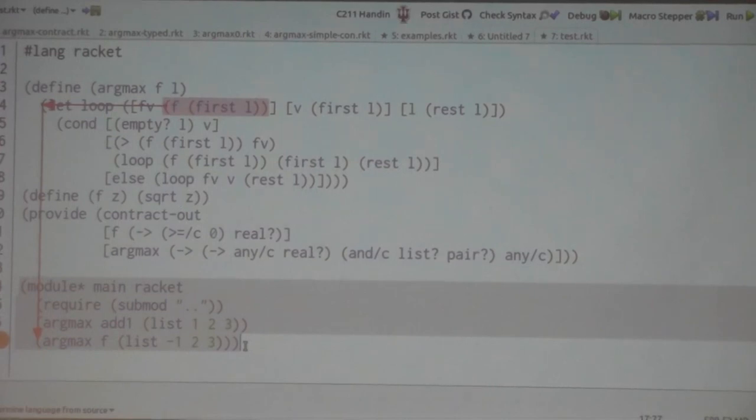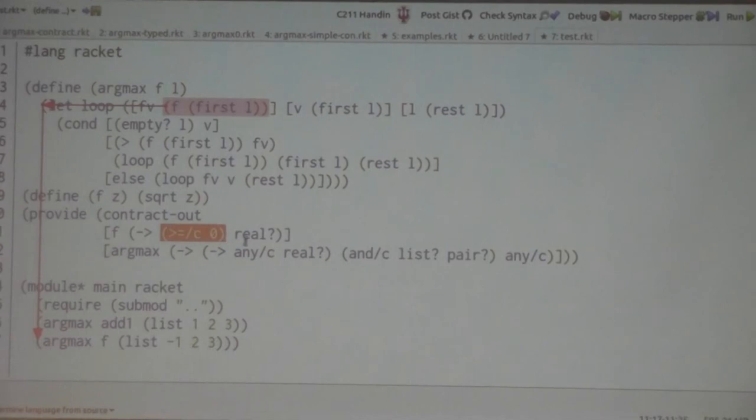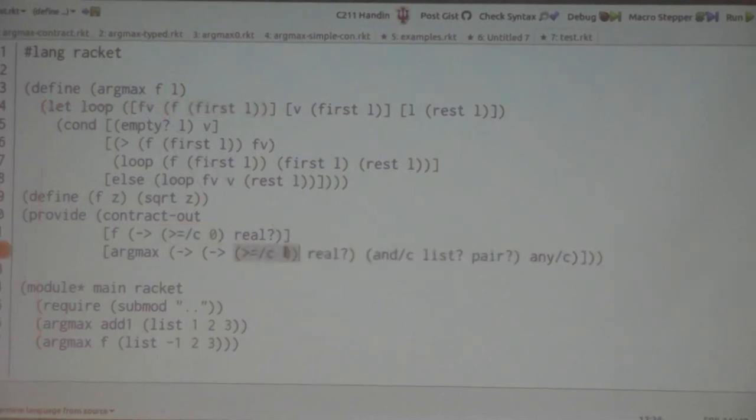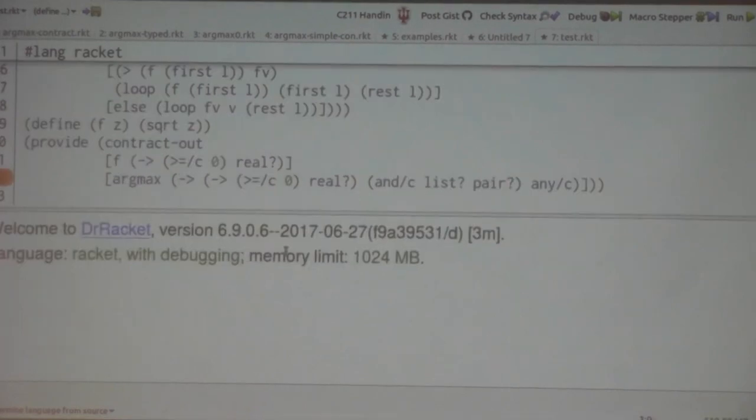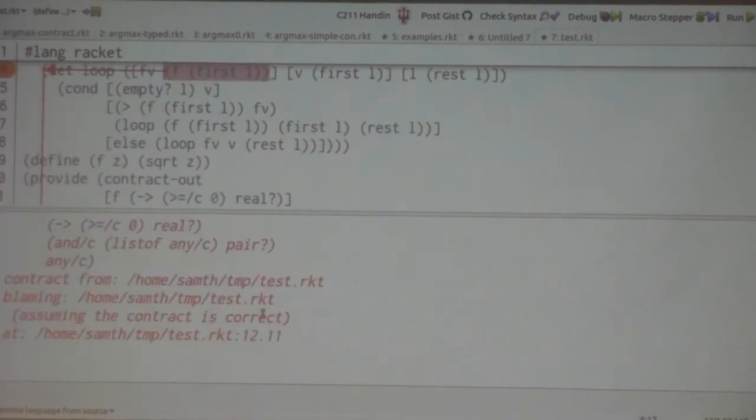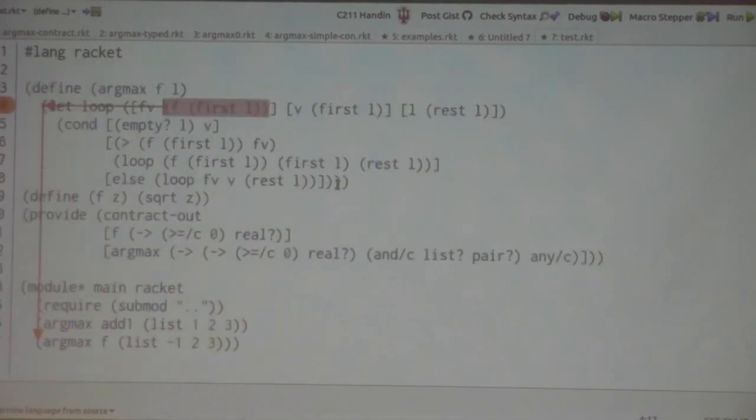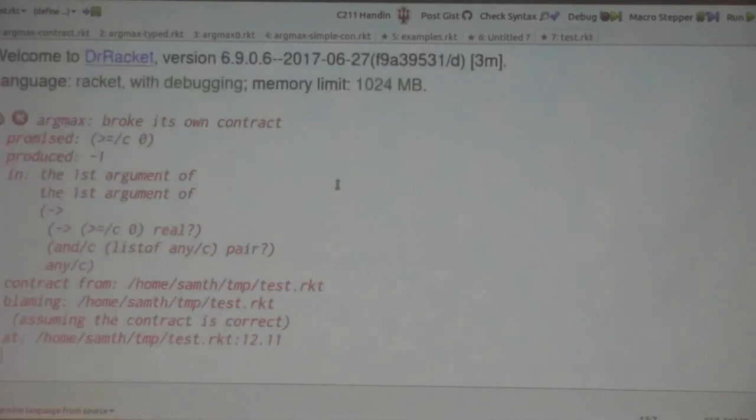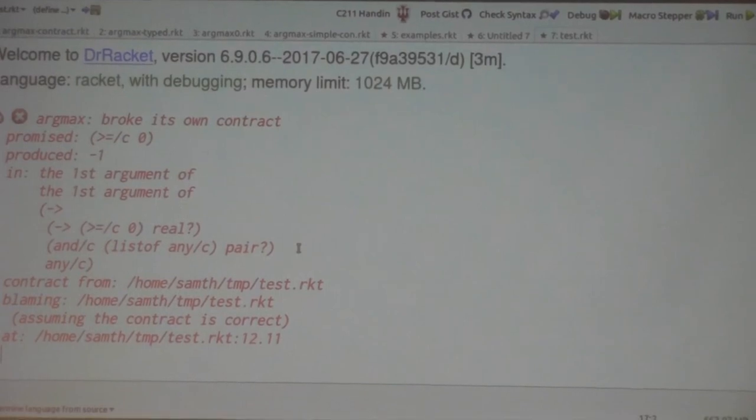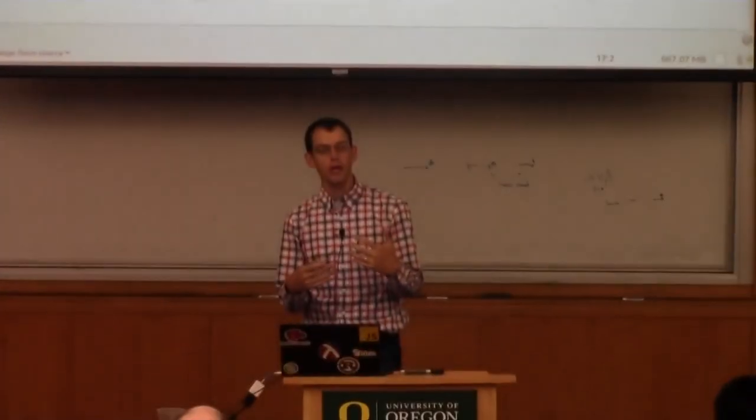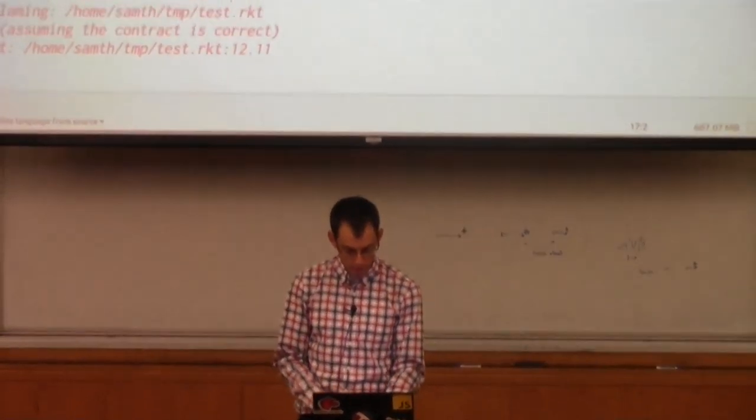So we can push our contracts further onto other people by taking this contract and putting it here. And now Argmax is blamed because it promised not to call the function with anything less than 0, but it did. So Argmax is going to need to have a stronger contract on the list of numbers.